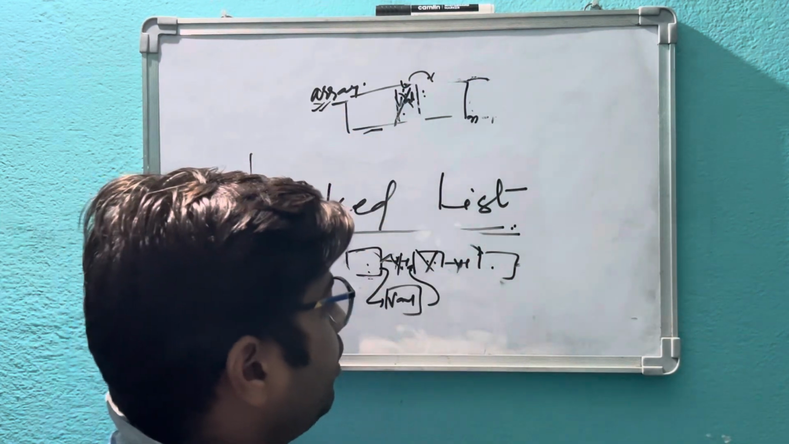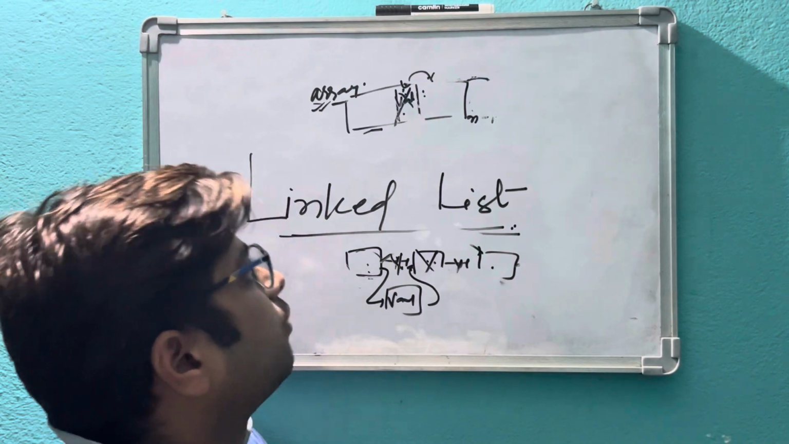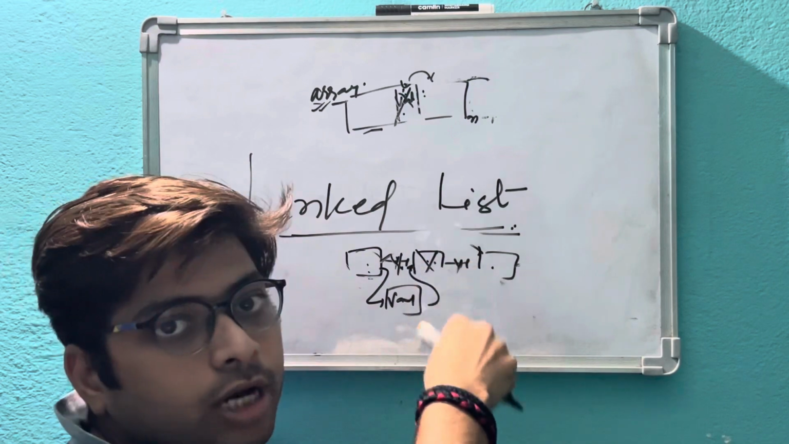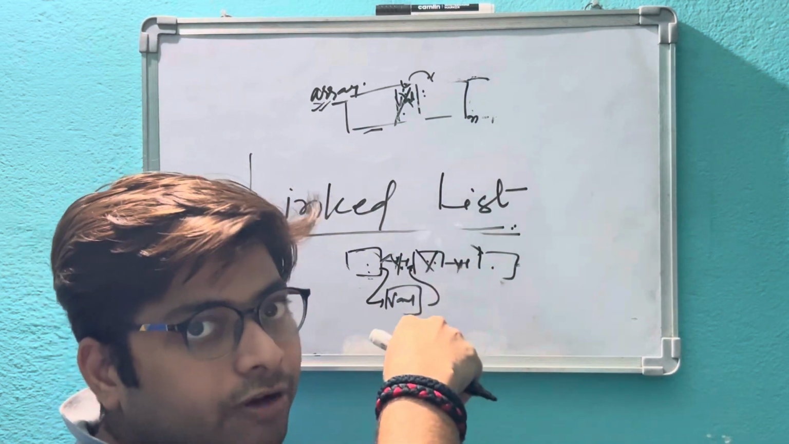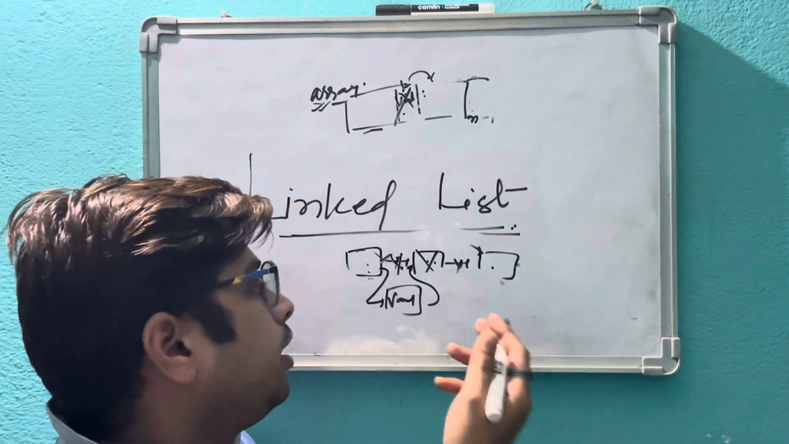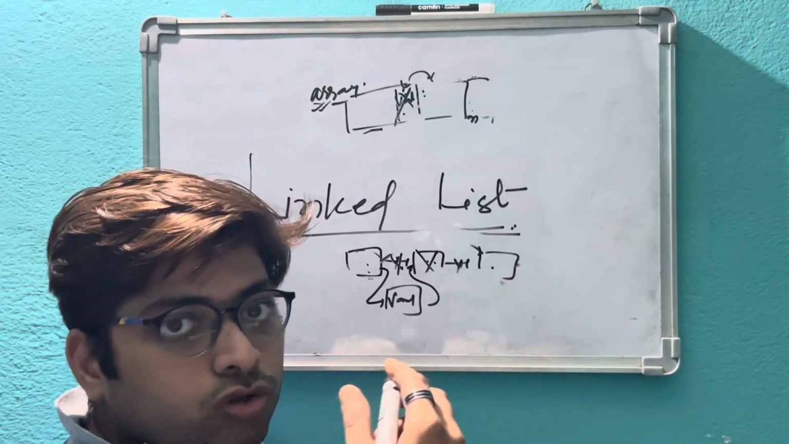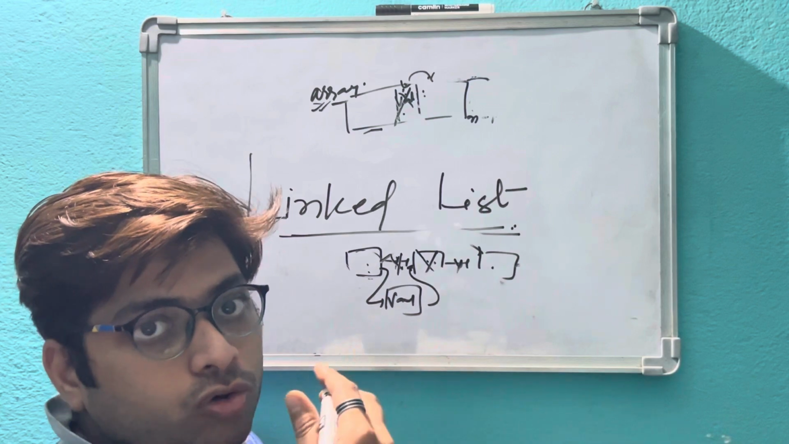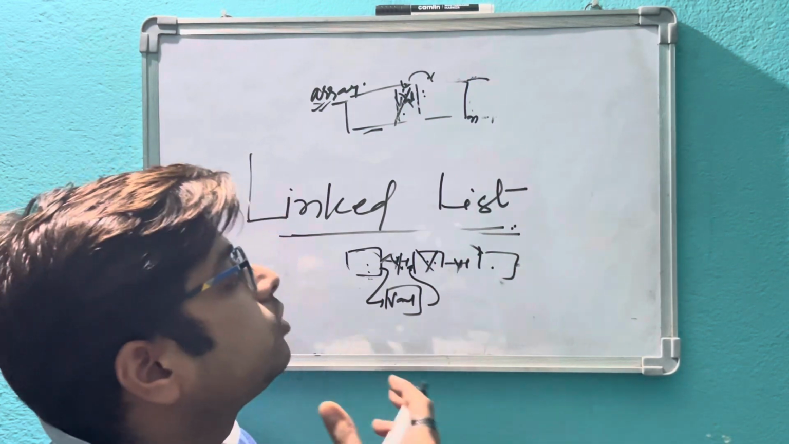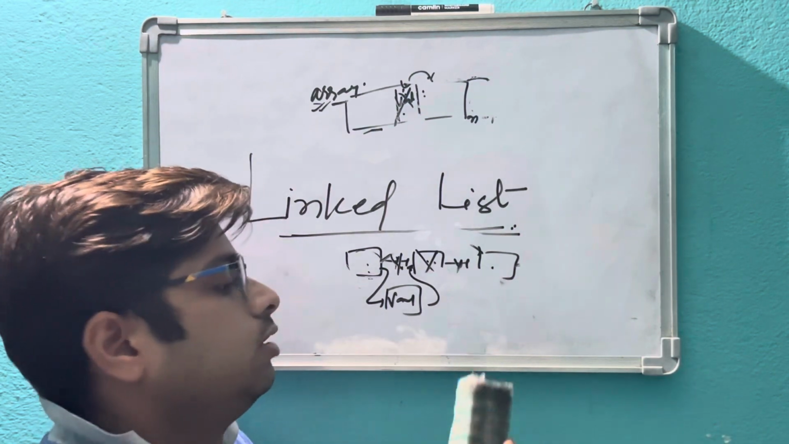But again, if I have access to the particular node after which I would like to add the value, then we could simply do it by relinking. So that would also take order of one. We need not traverse to that particular node. These are some of the advantages of linked list.